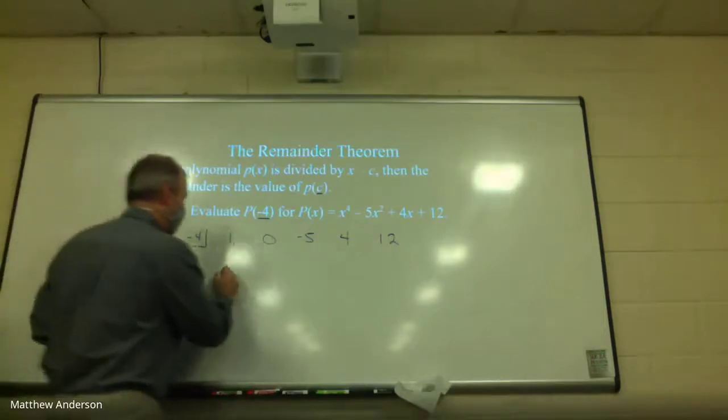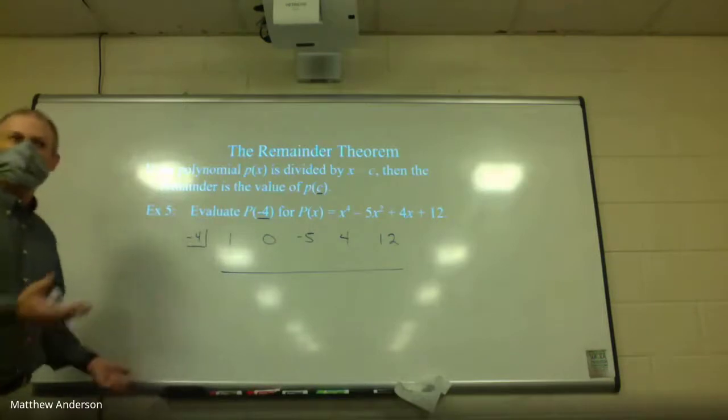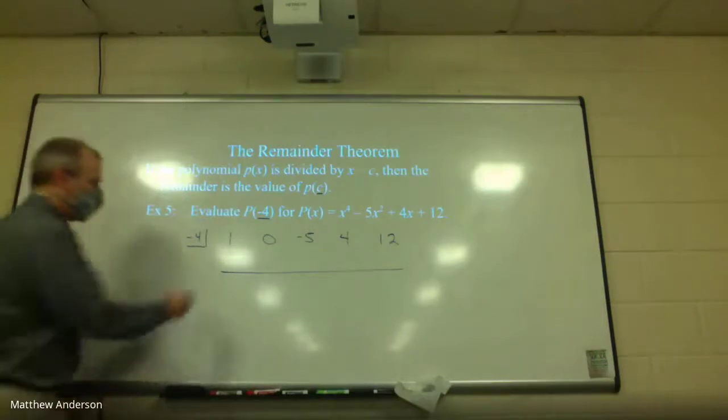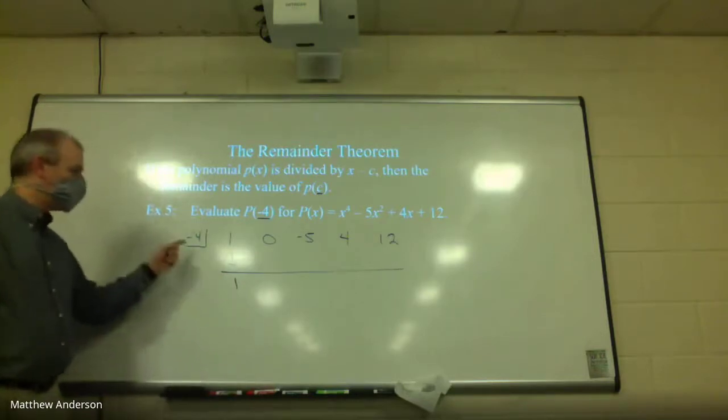Now we draw our line underneath here, and we do our synthetic division. What do we do first? Drop the 1, and then multiply. 1 times negative 4 is?